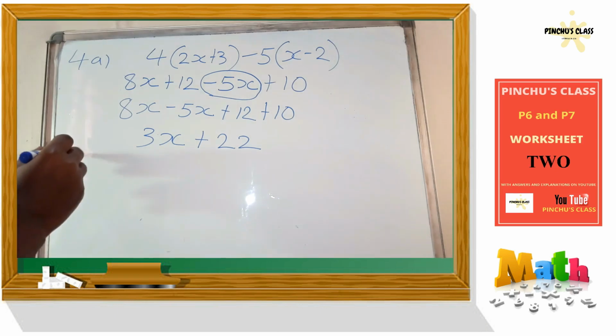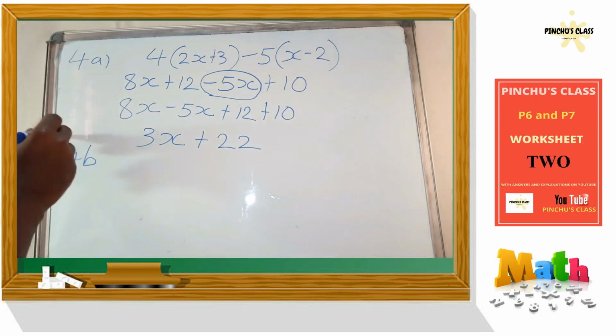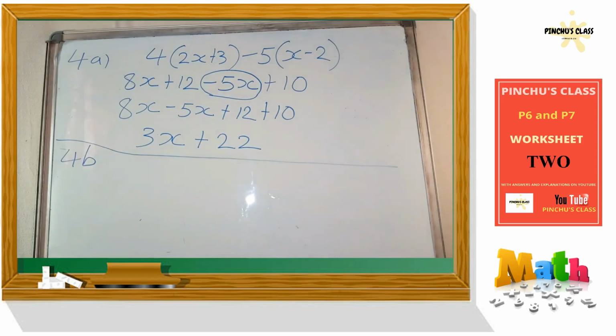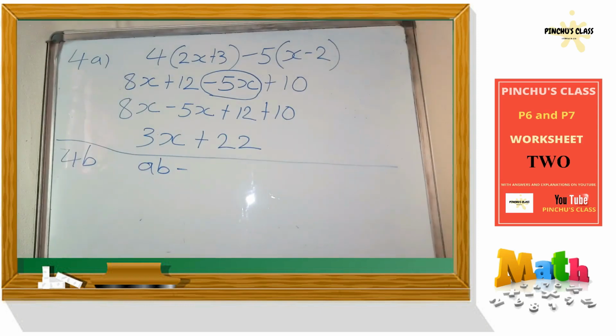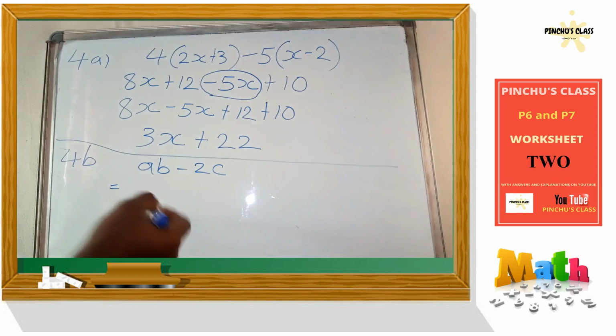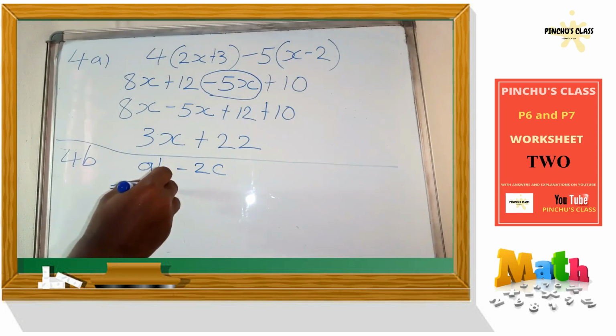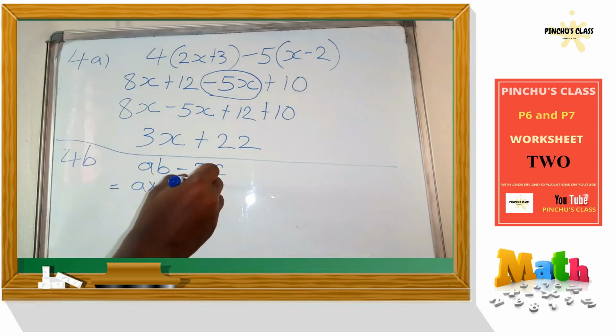Let's go to number 4b. Now 4b, they have told us given that a is equal to 5, b is equal to 4, and c is equal to 8, evaluate ab minus 2c. Remember, they have told us a is what? A is 5. So when you see ab, it means a times b. So this one is the same as a times b minus 2 times c.